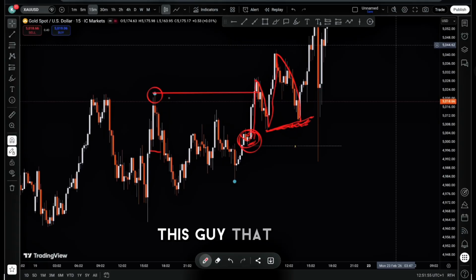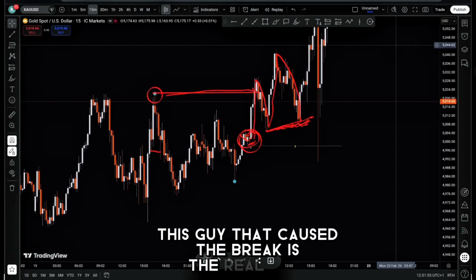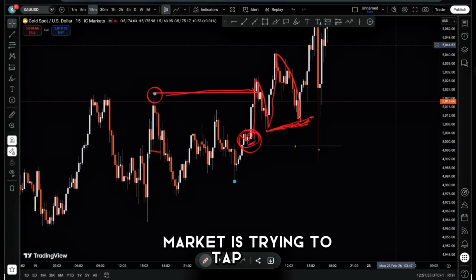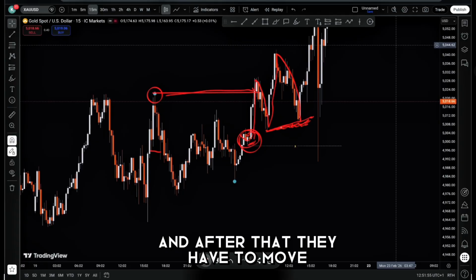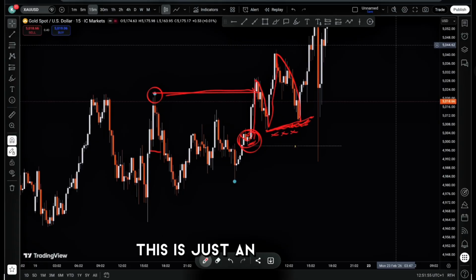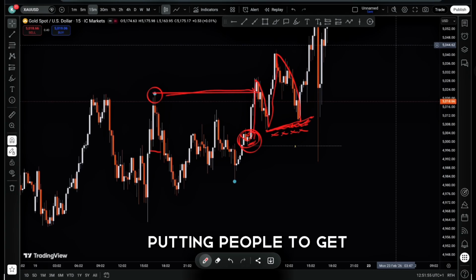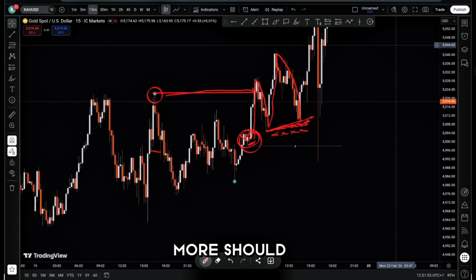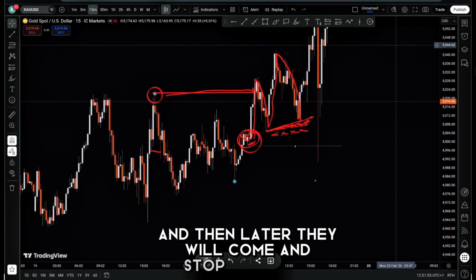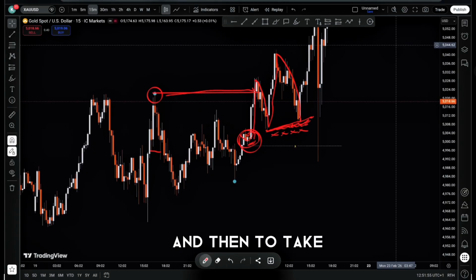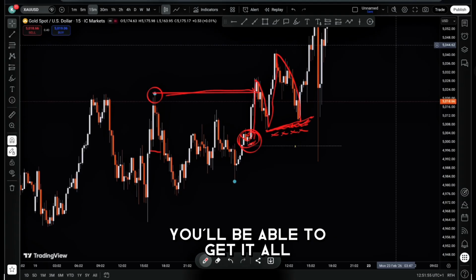This guy that caused the break is the real low market is trying to tap into, and after that they have to move. This is just an inducement, putting people to get into the buys. More should buy, and then later they will come and stop them out and then take out the real move. So if you understand this, you will be able to get it all the time.